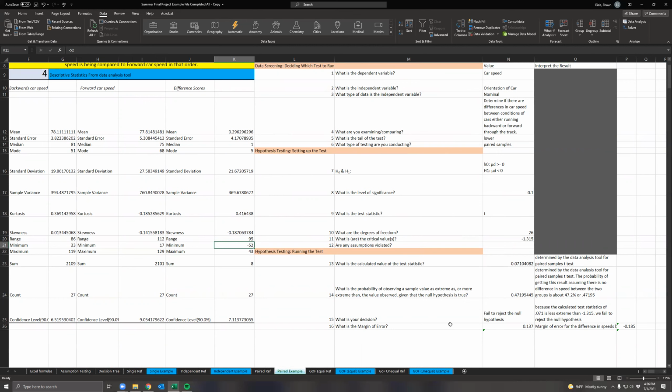So don't do that. Don't forget to redo the values and put your own values in there. Don't use somebody else's values. So are any assumptions violated?